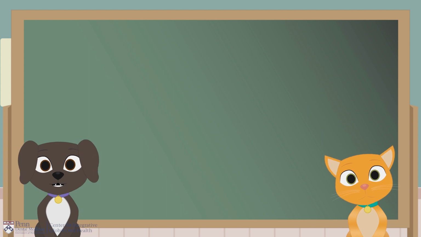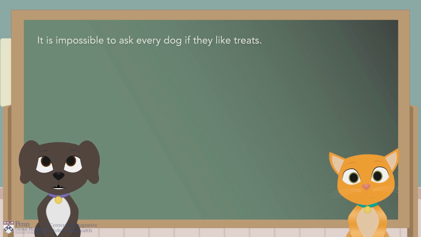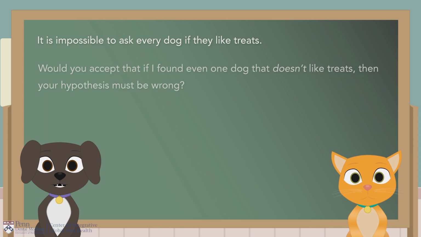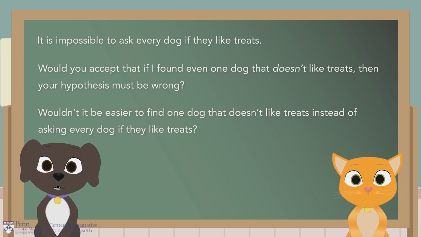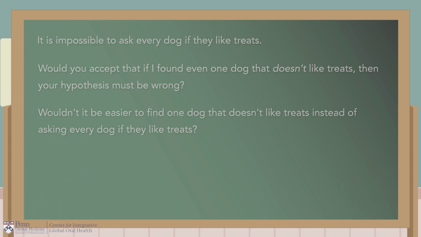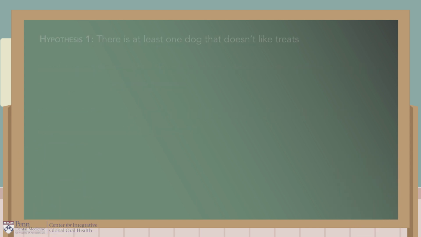Well, here is the tricky part. As I cannot ask every dog if they like treats, would you accept that if I find even one single dog that doesn't like treats, then your hypothesis must be wrong? Yes, that seems reasonable. And don't you think it would be somewhat easier to find one dog that doesn't like treats rather than check out all the dogs in the world to see if they like treats? Yes, of course.